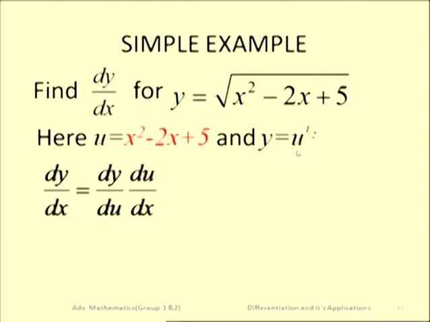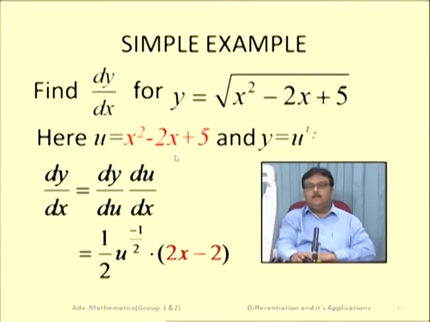Derivative of y with respect to u, where y is equal to u raised to 1 half, is 1 half u raised to minus 1 half. That is, the derivative of x raised to n is n x raised to n minus 1, and here n is equal to 1 half. So we have 1 half u raised to 1 half minus 1, that is minus 1 half, into the derivative of x square minus 2x plus 5. The derivative of x square is 2x, the derivative of 2x is 2, and the derivative of 5 is 0. So in all these examples, we consider u in red color and x in black font. This is how we can use the chain rule.